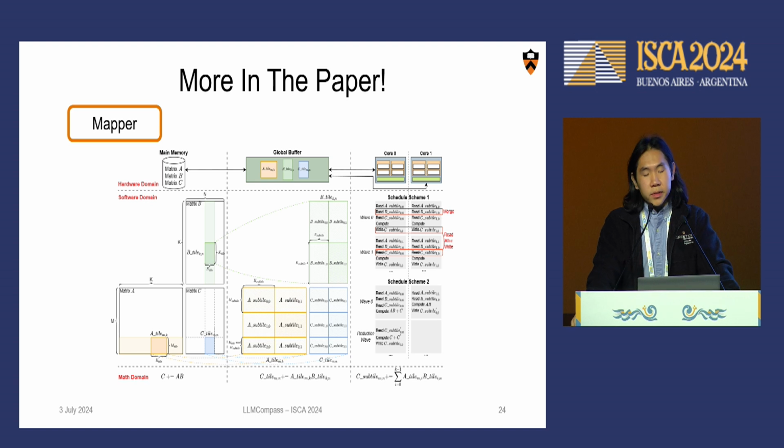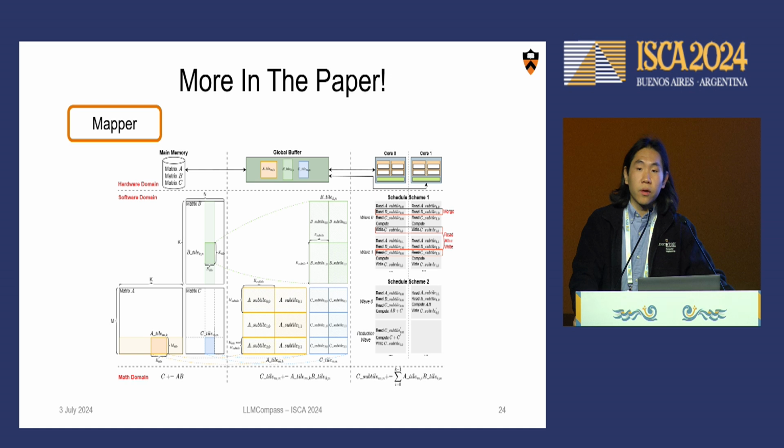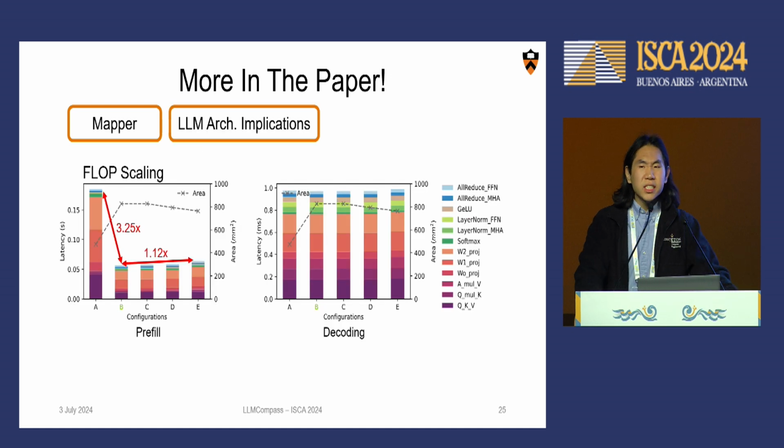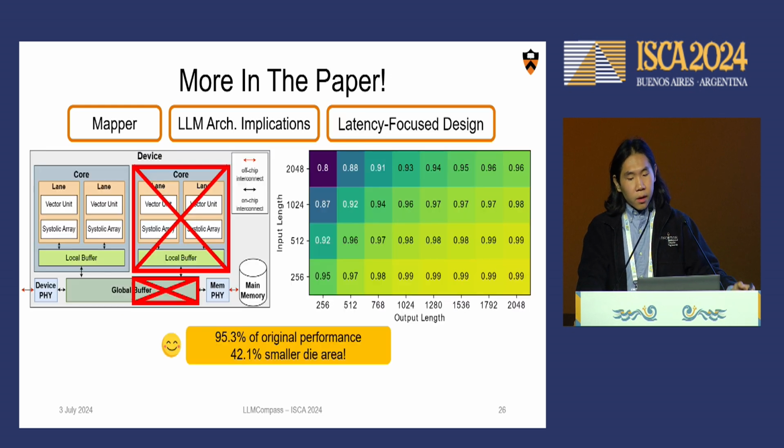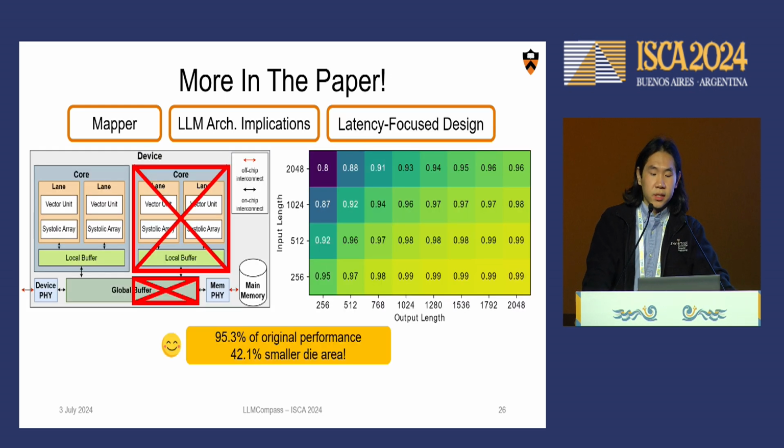Due to time, we skipped many exciting details from our paper, so please check it out for more details on our framework, especially on our mapper and scheduler. There are additional case studies about the architectural implications of large language models, which include flop scaling, buffer sizing, and bandwidth scaling. And finally, another latency-focused design, where we maintain 95% of original performance while decreasing die area by 42%.